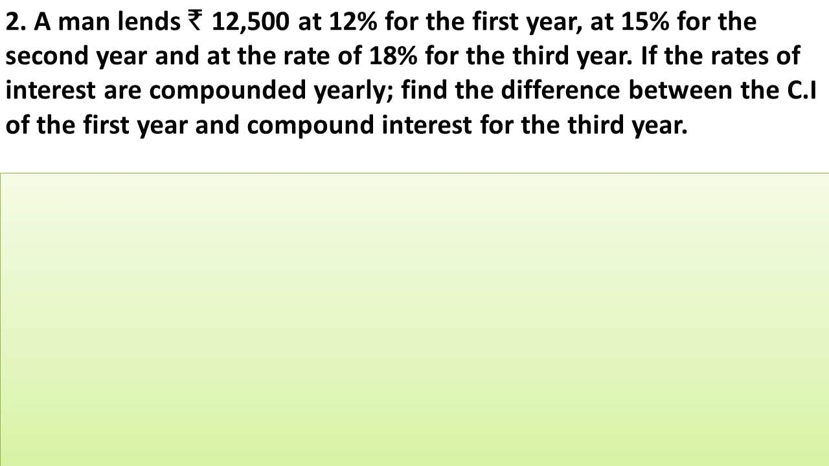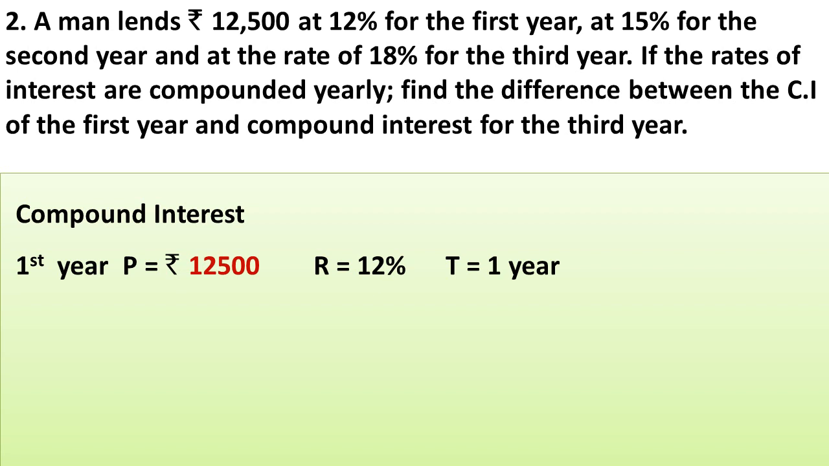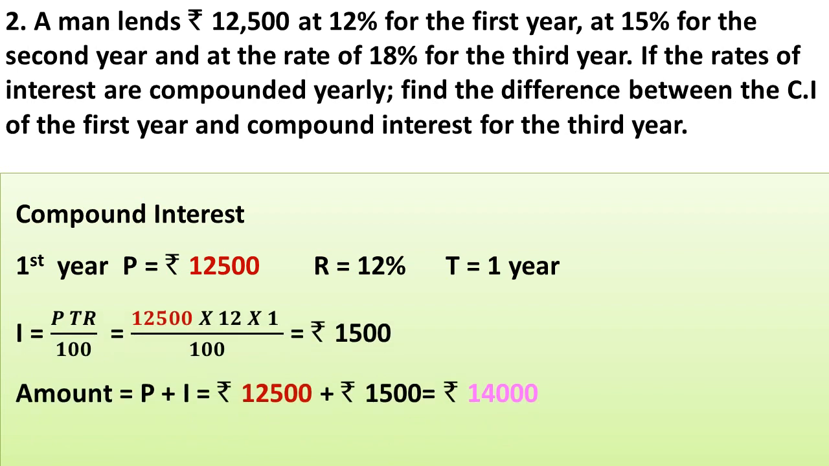Even though second year concept is not in the question, to calculate the compound interest for third year, we need to proceed with first, second, and then with the third year. Consider the principal amount as 12,500, rate as 12%, calculate the compound interest and the amount to be paid at the end of first year, that is equal to rupees 14,000.